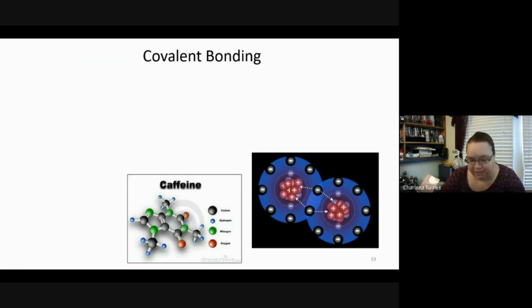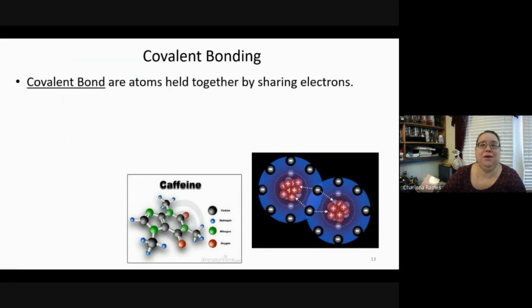So covalent bonds, they cooperate, if you want to think of it that way. They cooperate and they share their electrons. Because they're sharing their electrons, they have considerably opposite properties of ionic. So we got two groups of compounds and two groups of properties that we need to know. Covalent bonds, they share their electrons.